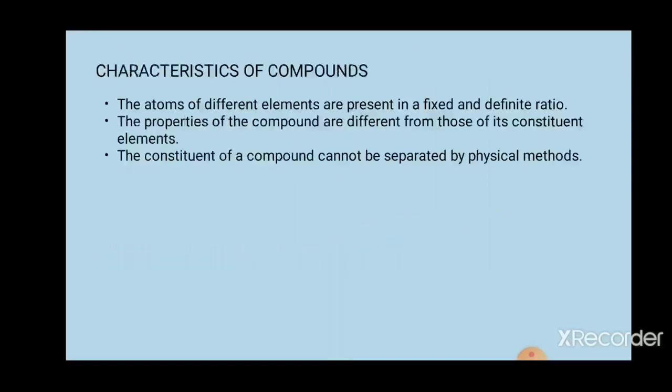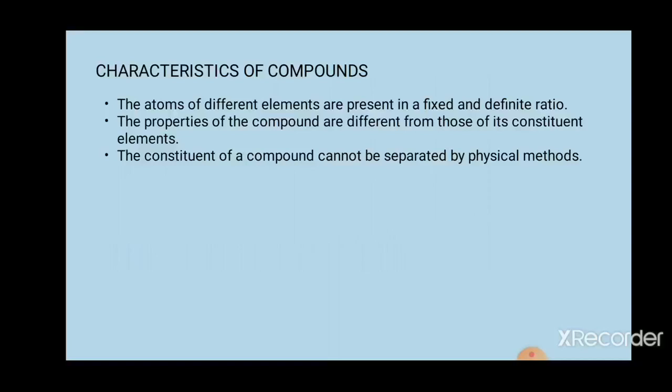Now, next, the characteristics of compounds. What are the characteristics of compounds? The first point is that atoms of different elements are present in a fixed and definite ratio. What is the meaning of the first point? As I told, compounds are formed by the combination of two or more atoms of different elements. The example I have given is the water molecule, whose formula is H2O. That means there are 2 hydrogen atoms and 1 oxygen atom, atoms of different elements present in a fixed ratio.